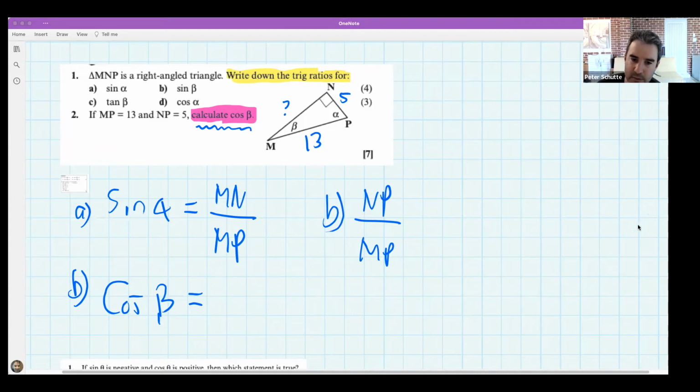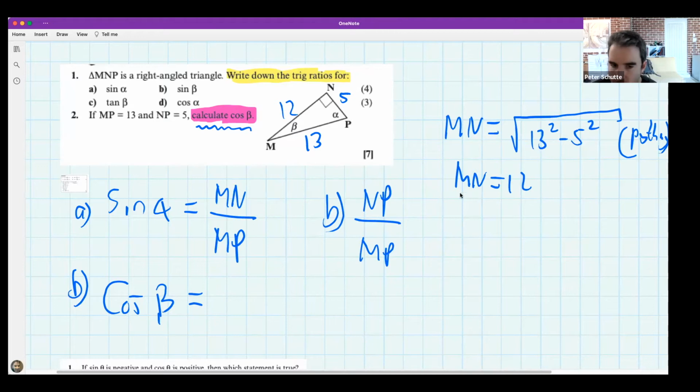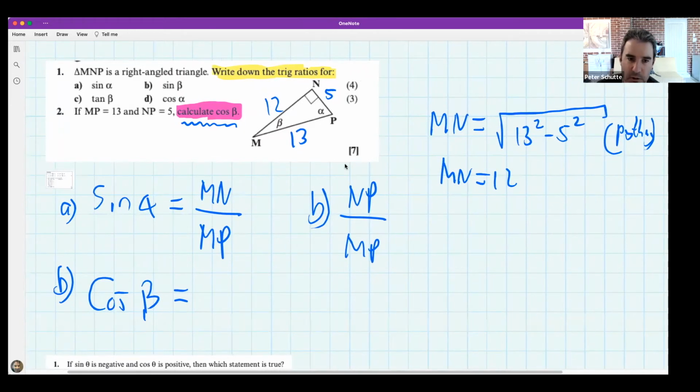What is the value of MN going to be? So using Pythagoras, MN should be 12. Okay, so now I want to know from you, what is the cos? If I tell you that MN is 12 and I use the theorem of Pythagoras, I just want to point that out, that's really important. When you have two sides in a right angled triangle, you can work out the third side using Pythagoras.